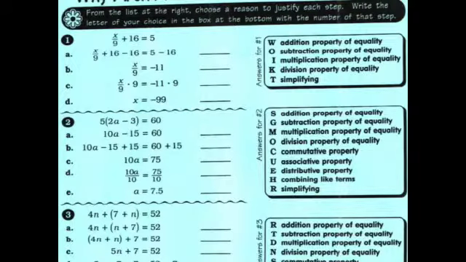Here they subtracted 16 from both sides. Well, what lets you subtract 16 from both sides is the subtraction property of equality, so that's going to be O. And right here, they didn't do any extra operations. They just simplified things, and so that's just going to be simplified, which should be T.